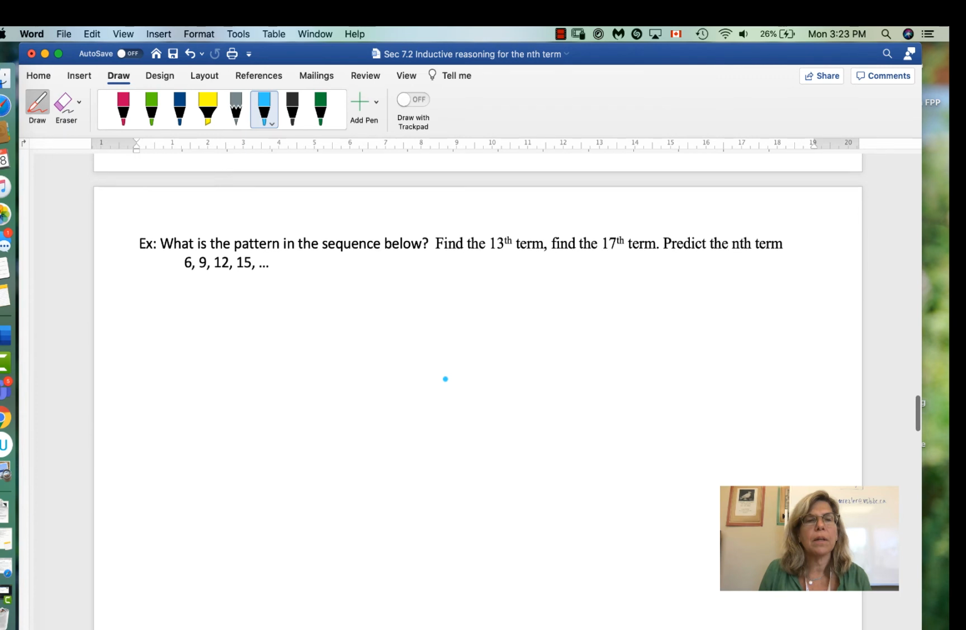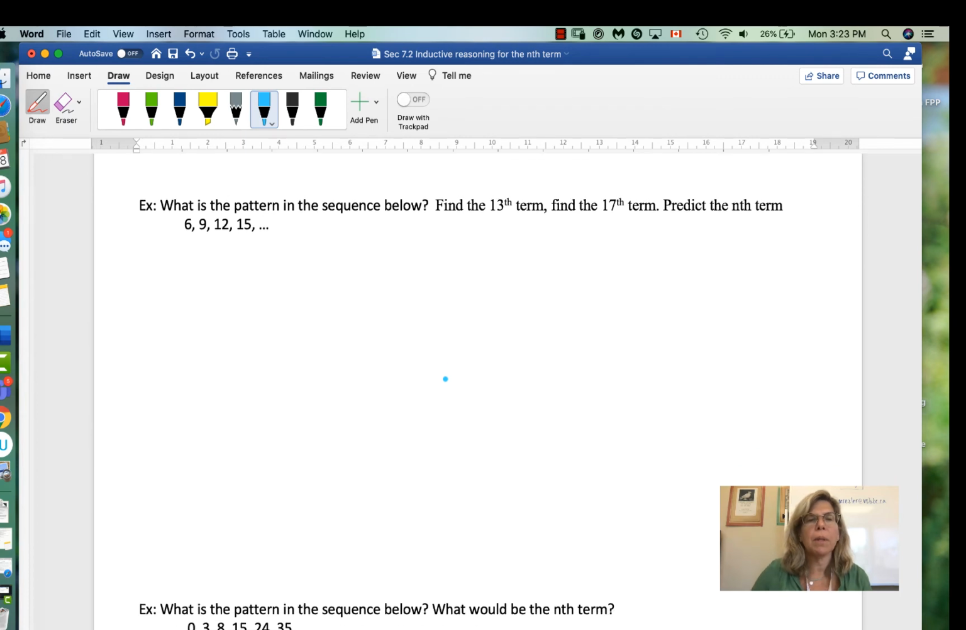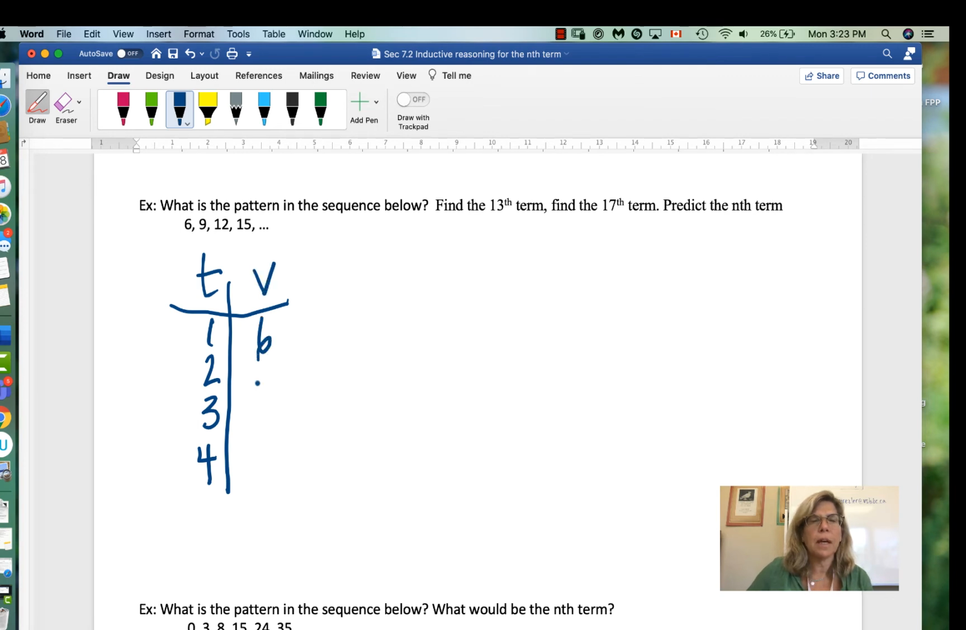Now, remember when I did it before. All right. What is the pattern in the sequence below? Find the 13th term, find the 17th term, predict the nth term. And the sequence is 6, 9, 12, and 15. All right. So I will make a table of values. 1, 2, 3, 4. And the values are 6, 9, 12, 15.